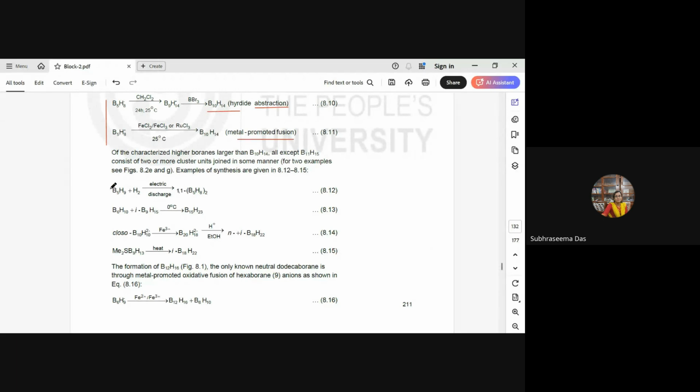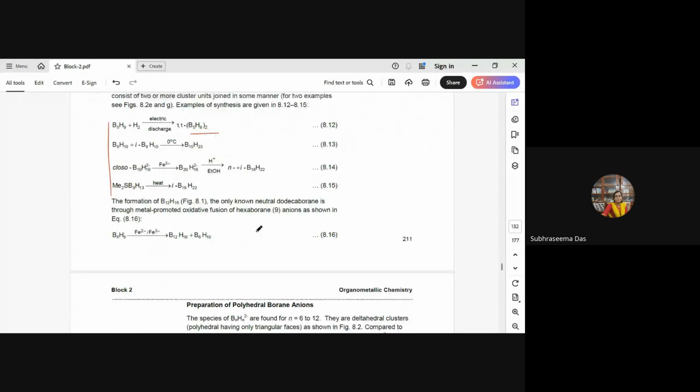This is B5H9 plus H2, which in the presence of an electric discharge forms B5H8. The formation of B12H16, the only neutral dodecaborane, is by metal promoted fusion of B6H9, which is passed through finely divided iron, and then we get the dodecaborane.